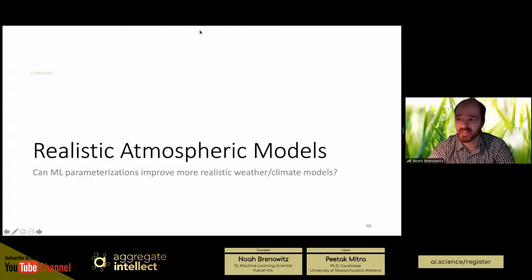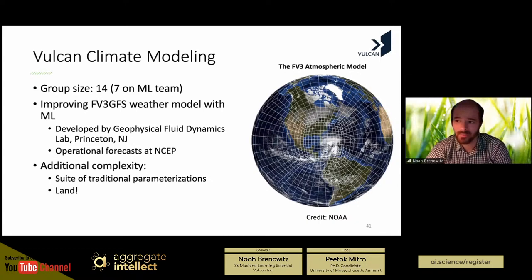So that was the aquaplanet setting, and there have been some other authors working in that area. The question is, can we take some of these lessons learned from aquaplanet and apply them in a more realistic setting? That's what we have started to do at Vulcan Climate Modeling. There are about 14 of us, seven of us on the ML team, and we're working on improving the nation's weather model, a model known as FV3GFS. As of a couple of years ago, this is actually the model producing predictions in this country.